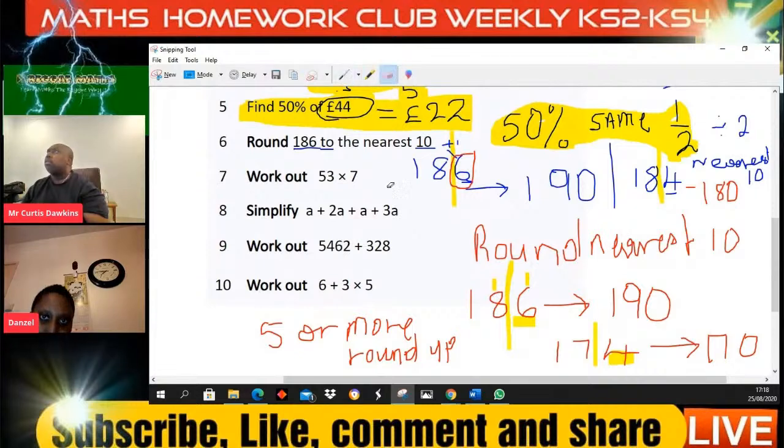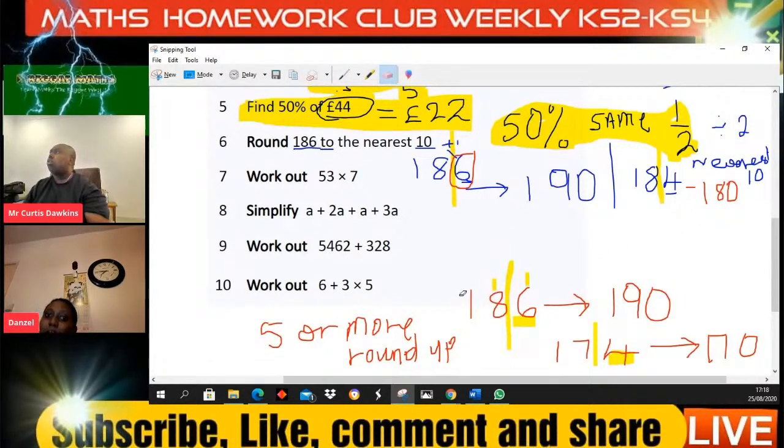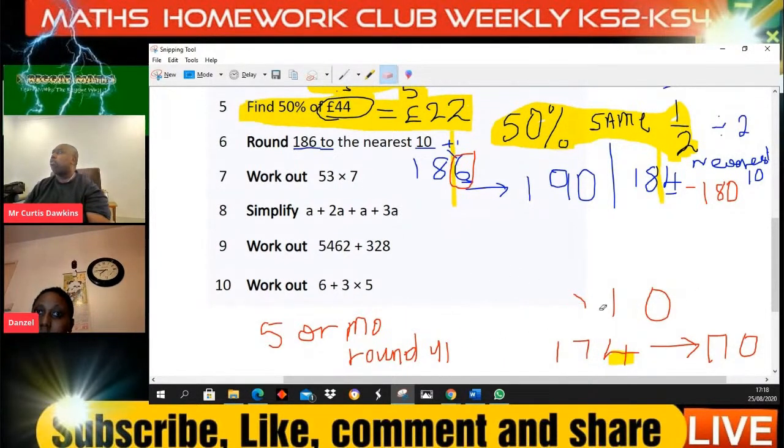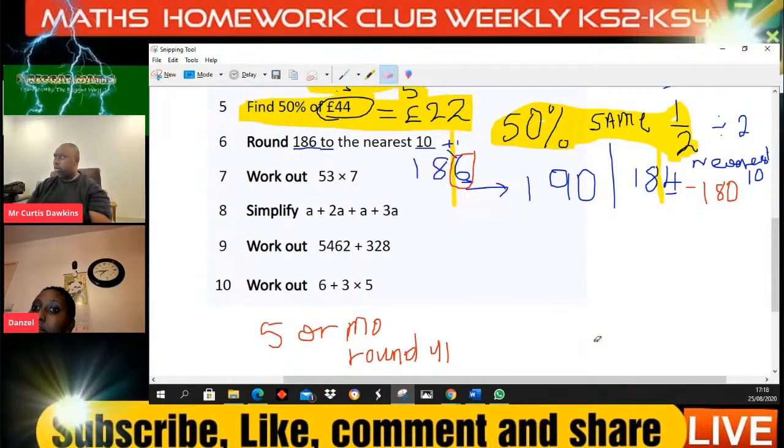Okay? So now, let's look at the next one. Work out 53 times 7. Right. Okay. Can you have a go at that and see? Let me see what you get. Just have a go. Or do you want to verbalize how you'd work it out and then let me just help you? I'll do it on my own.